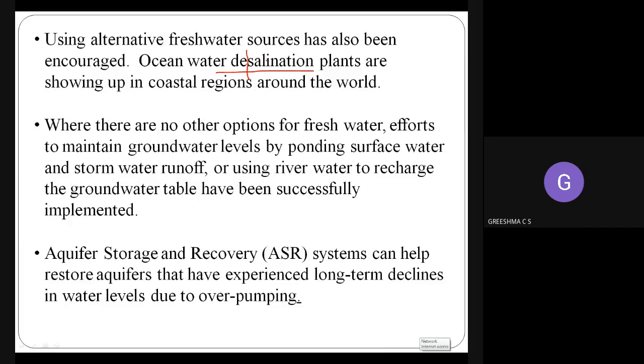Okay, so you can use this system to recharge the aquifer and also to reduce the over pumping. We can reduce the over pumping.